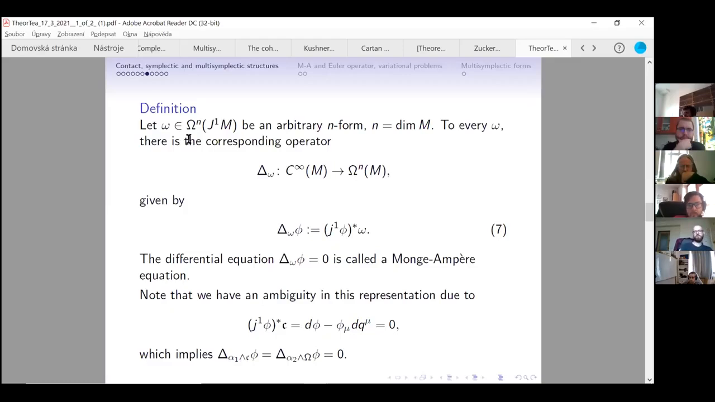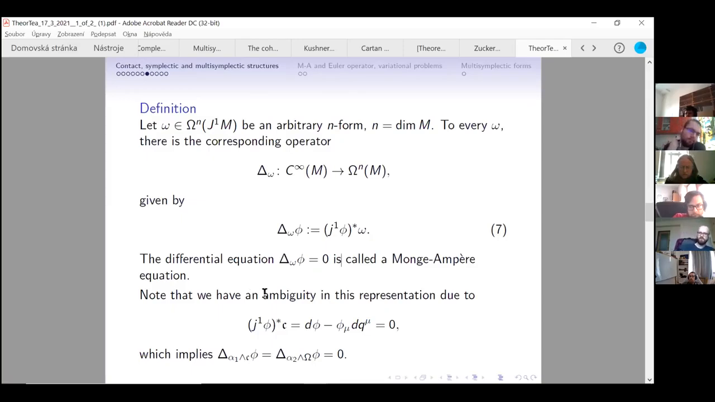So if we fix omega and we take phi, we can define this operator as a pullback of omega along phi. This means that if we fix omega, for every phi, assuming that we have fixed some volume form on M, down on the base manifold, then this expression describes a partial differential equation, and it is called the Monge-Ampere equation.